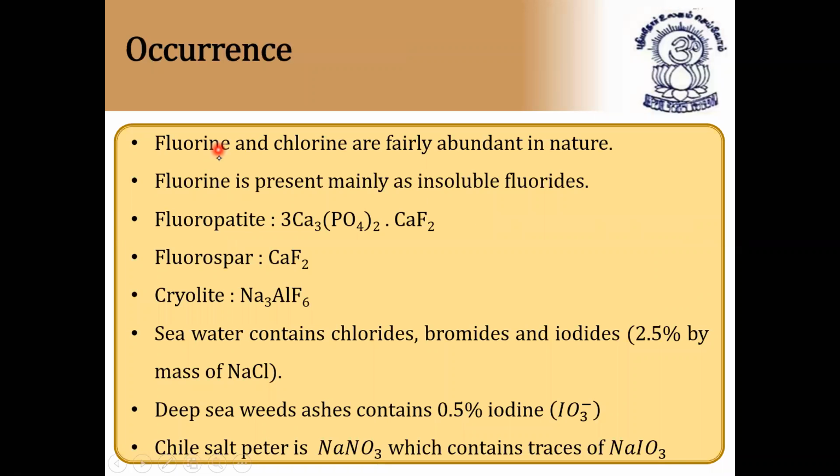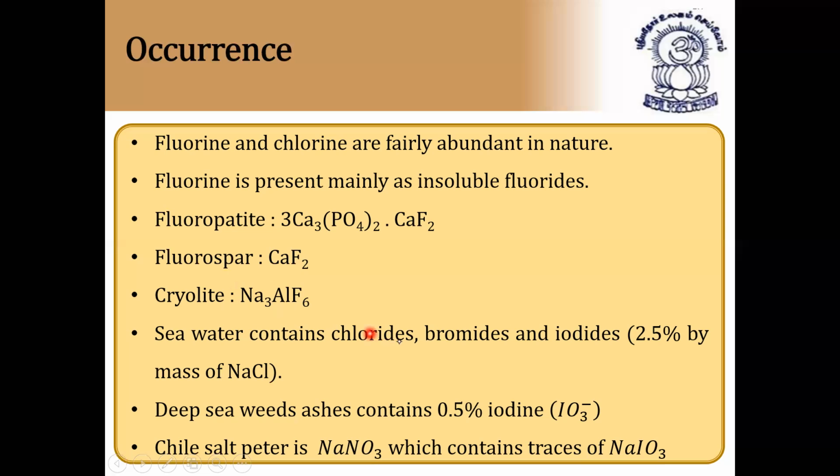Occurrence. Fluorine and chlorine are fairly abundant in nature. Fluorine is present mainly as insoluble fluorides like calcium fluoride and fluorapatite. Fluorspar, CaF2, is a mineral from which we can extract fluorine. And cryolite, Na3AlF6. This cryolite is a very useful compound. We use cryolite in the extraction of aluminium from alumina. So this is called cryolite, and the formula is Na3AlF6.